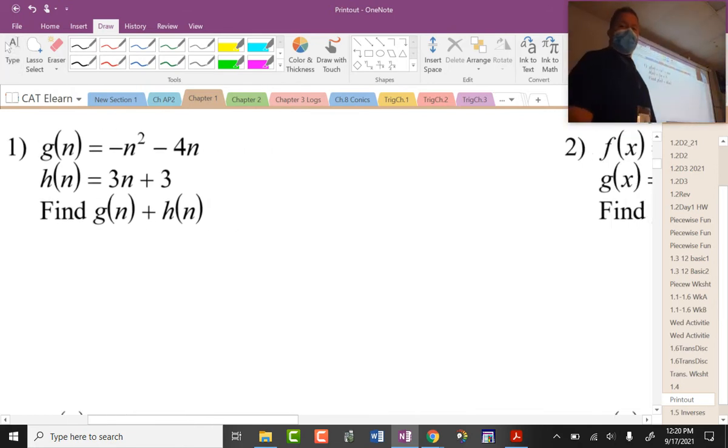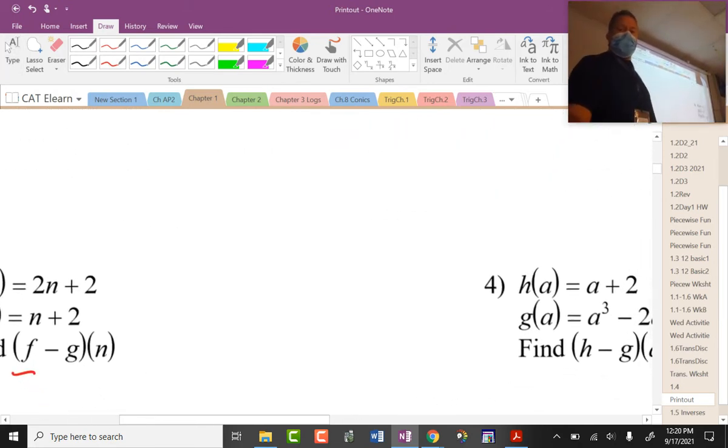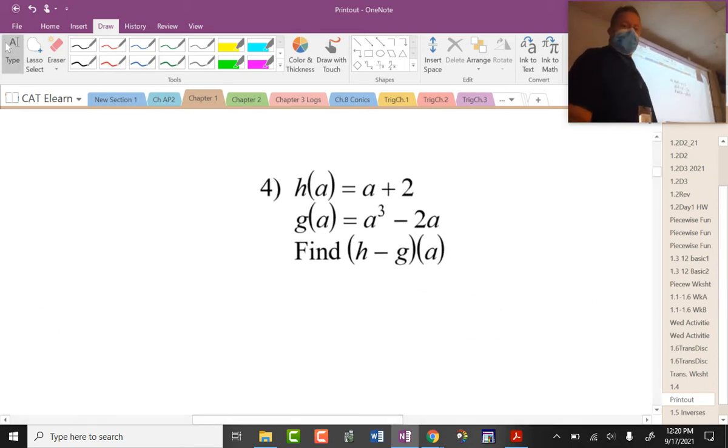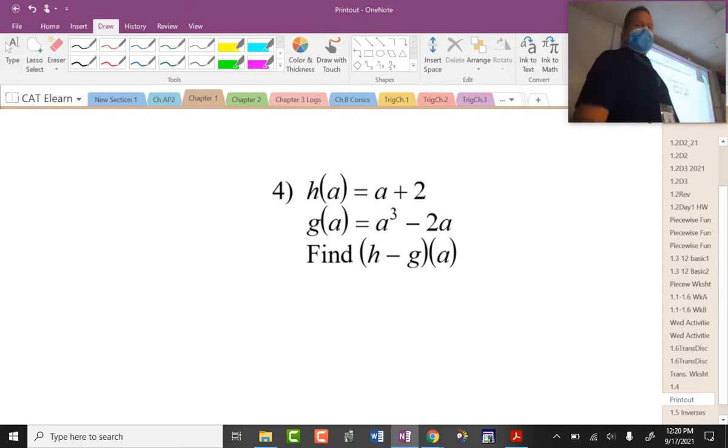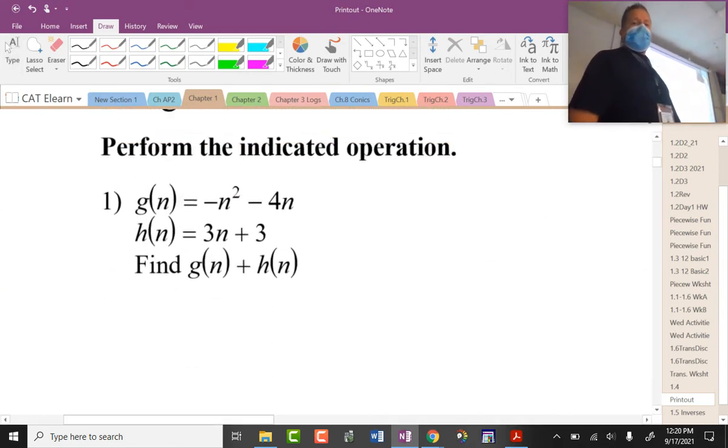I'm going to do 1. Look at 2 real quick. Nope, 2 is fine. Look at 4. 4 is subtraction, but it says h minus g of a. It just means h of a minus g of a. And that's how you're going to write it. Do I have that on this one? Good, I do. So we'll take care of that then.